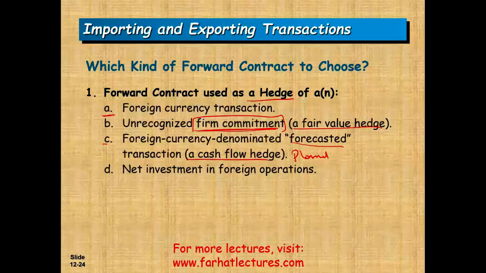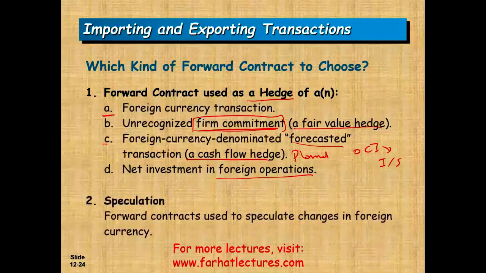Now, why do we differentiate between B and C? We're going to see that in B, any gains and losses go into the income statement, which is to earnings. While in C, first it's going to go into OCI, then from OCI, it's going to go into the income statement. So where do we have the gains and losses? Then net investment in foreign operation, we don't really cover this, but if you made an investment in a foreign operation, you could also hedge your position for that investment.